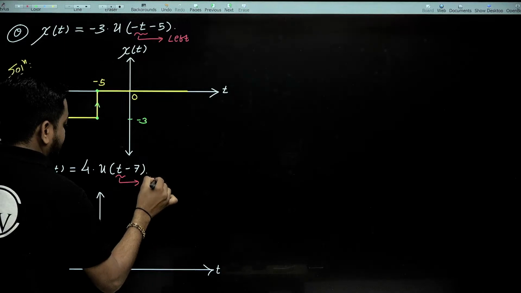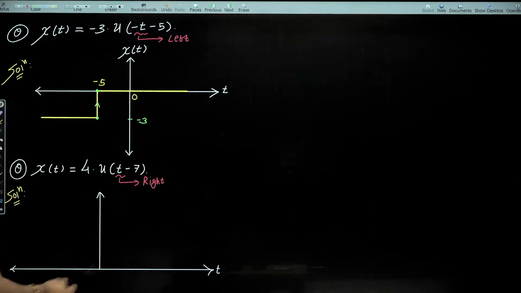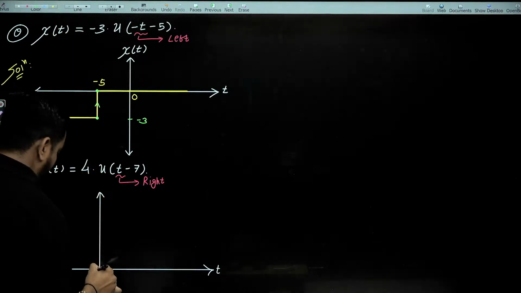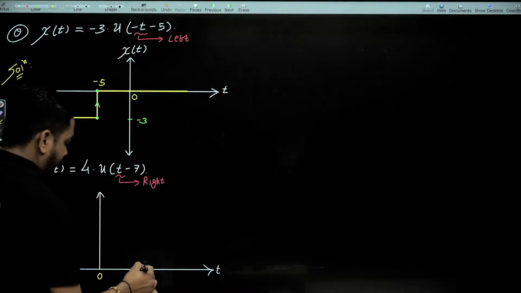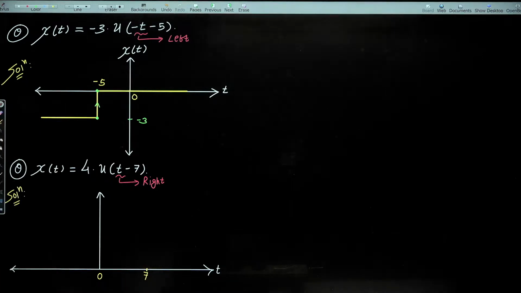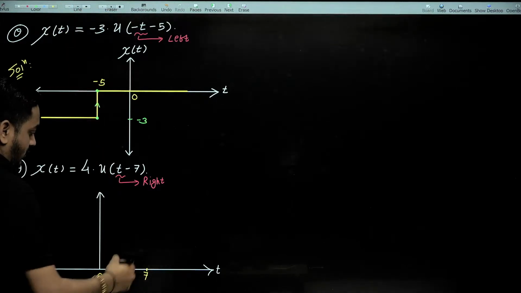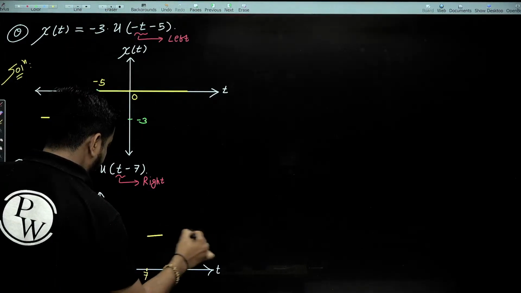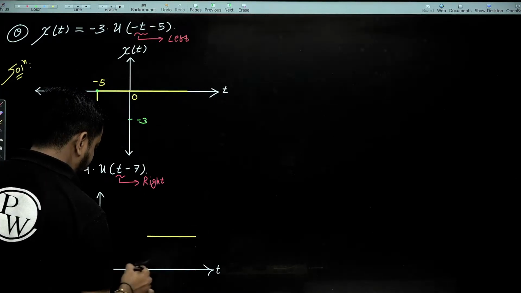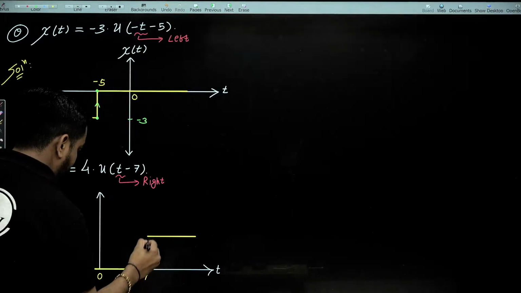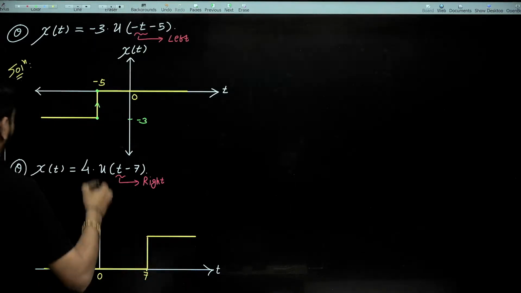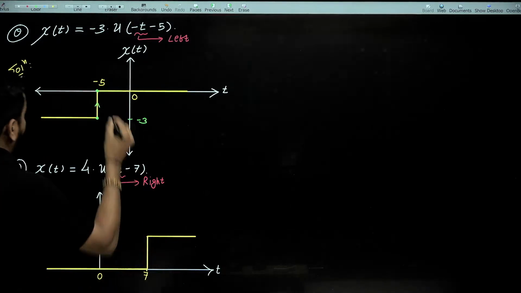So plus t, guys. It is a right sided signal, so from the starting point it will go towards the right side. Right sided signal, opposite sign: minus 7, so that's why plus 7. It starts from plus 7, guys. Right sided means, for t greater than 7, amplitude is 4, and for t less than 7, amplitude is 0, and there is a discontinuity at t equal to 7. Clear?